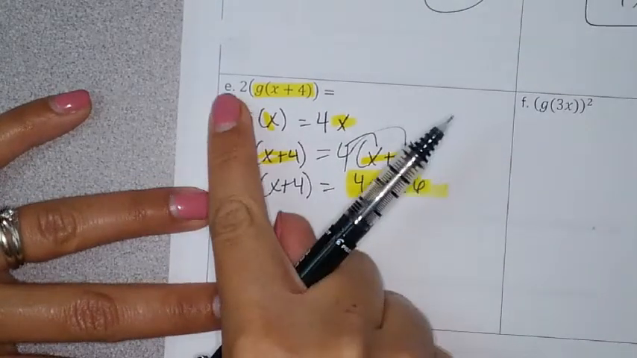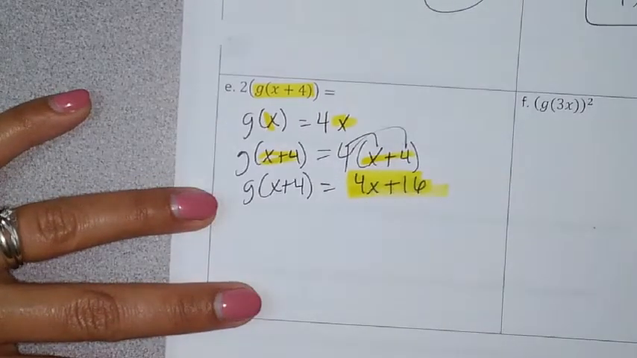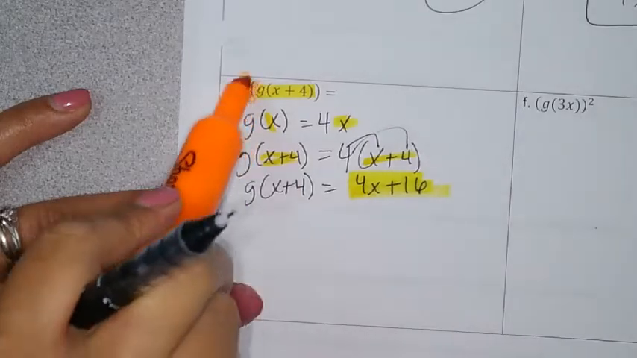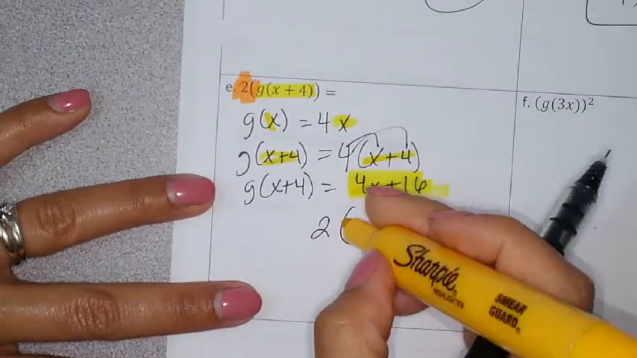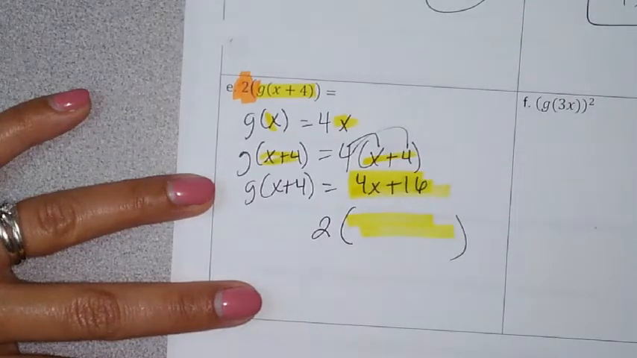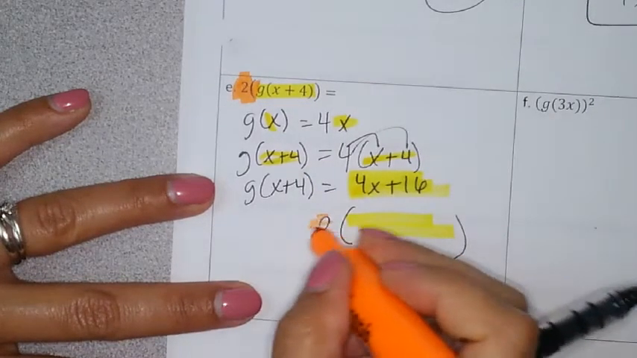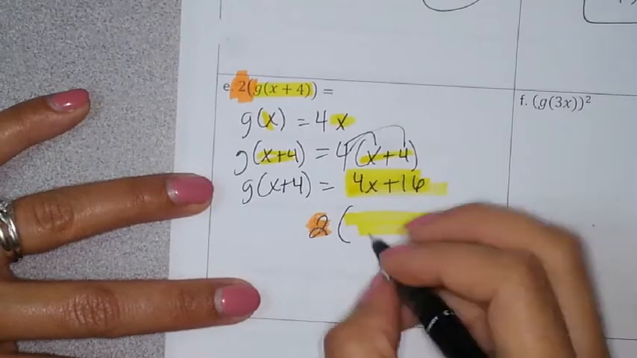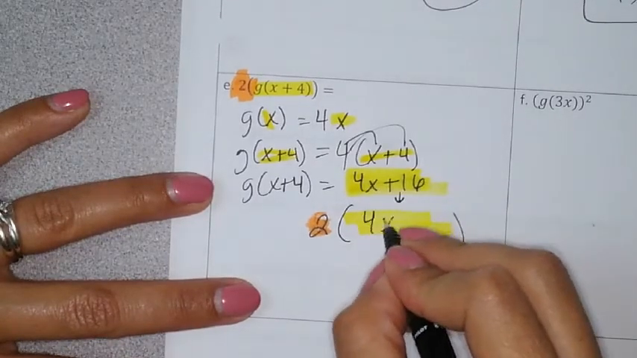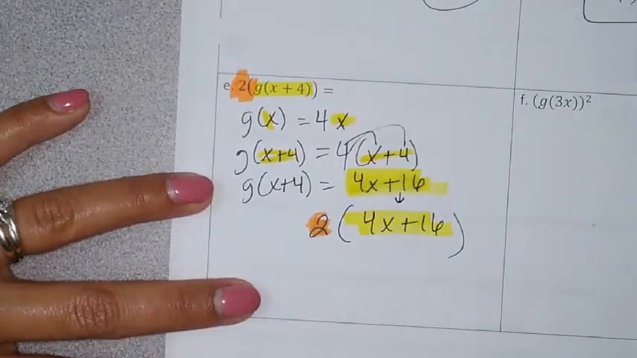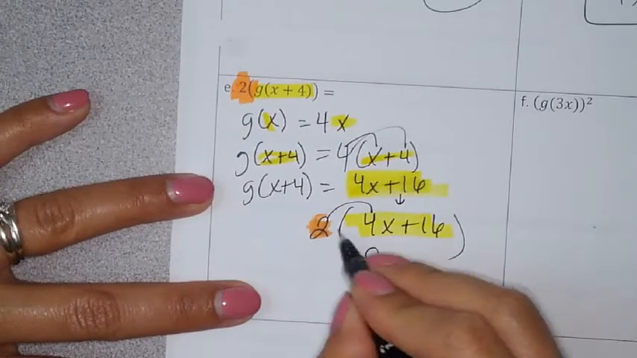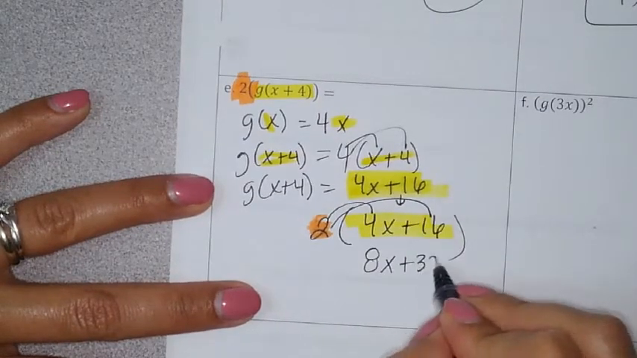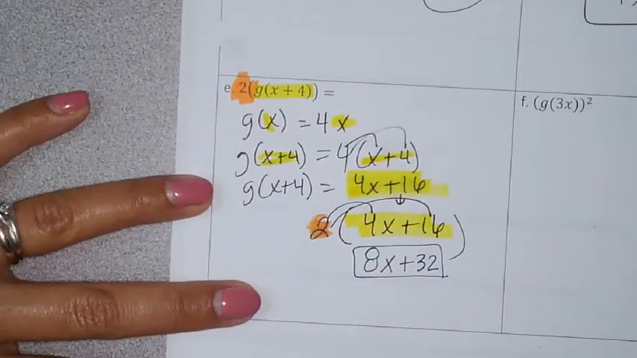Now what I have to do with it is multiply it by 2. So now I need this part right here. So 2 times whatever that g of x plus 4 was, which is this. Now I have to distribute one more time. So this would be my answer.